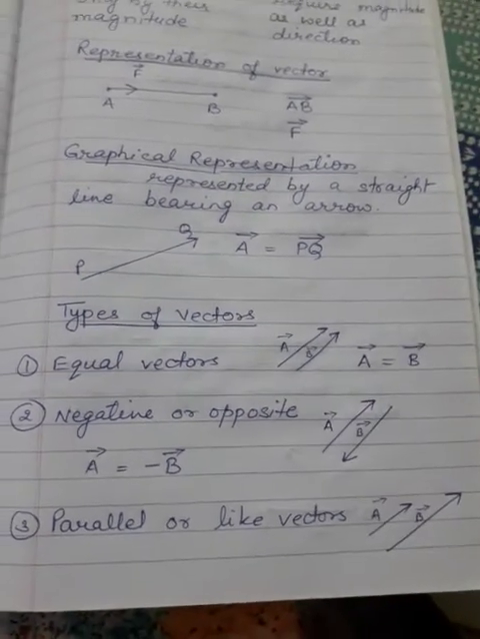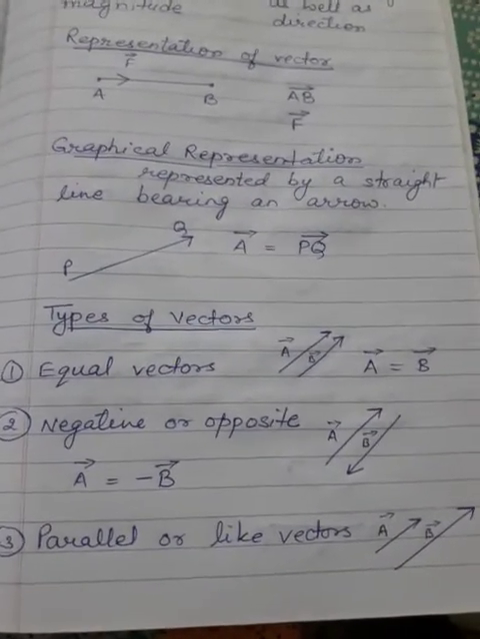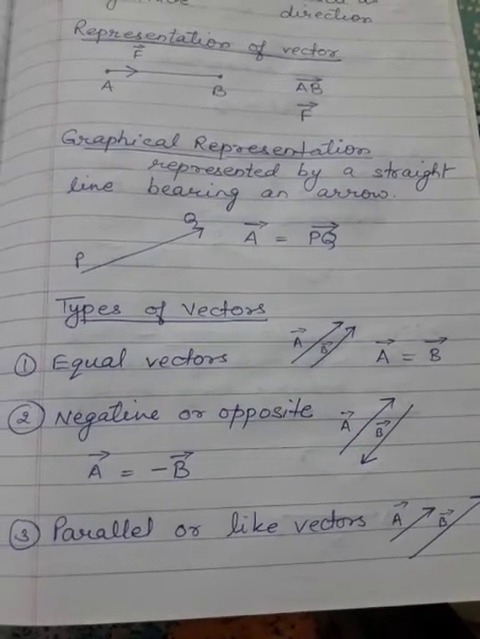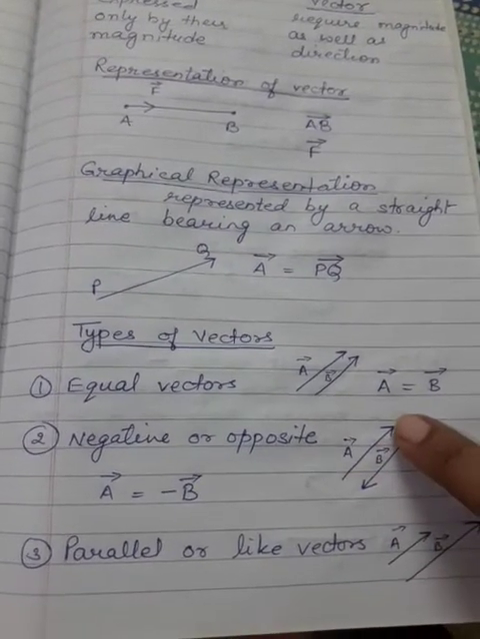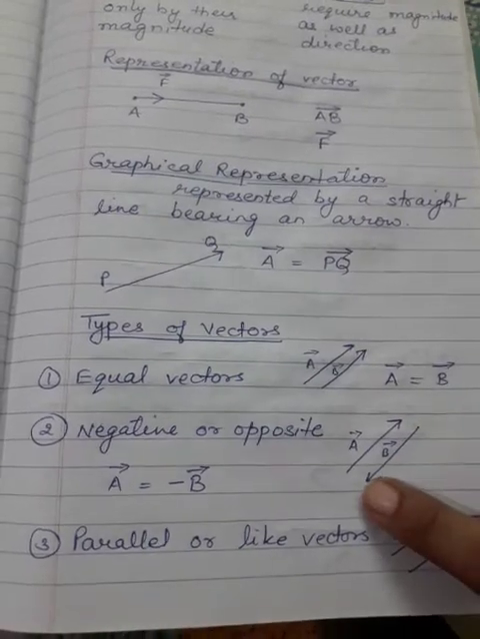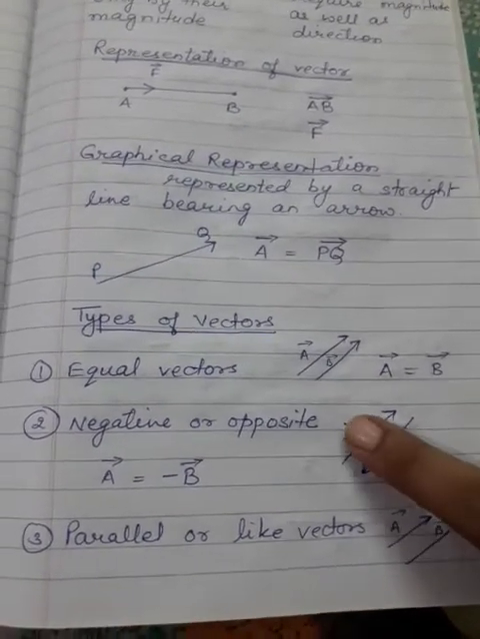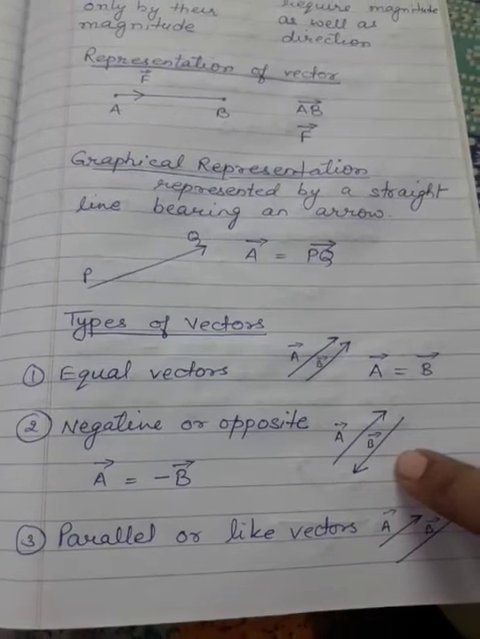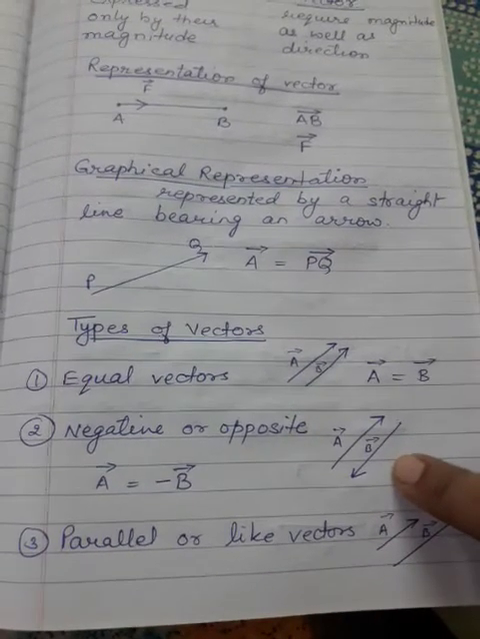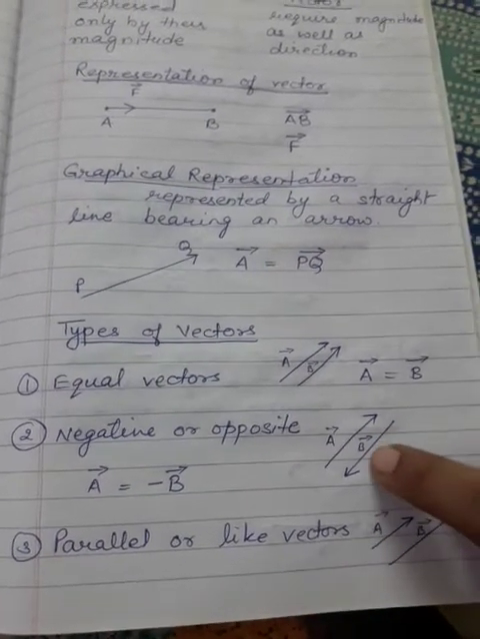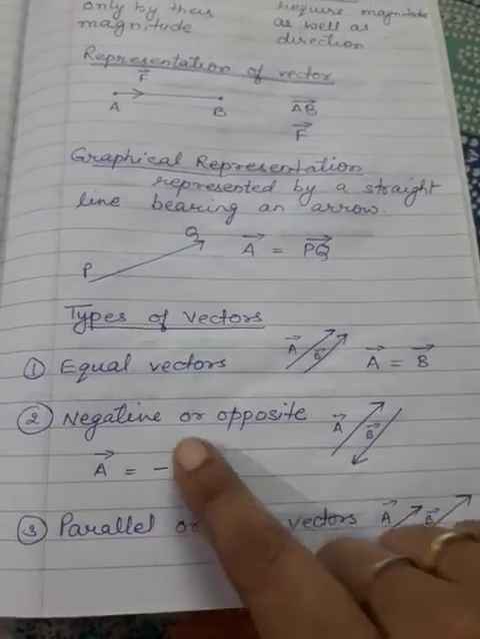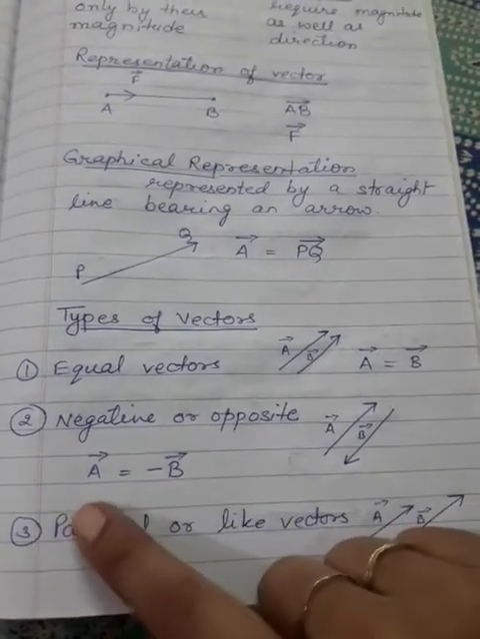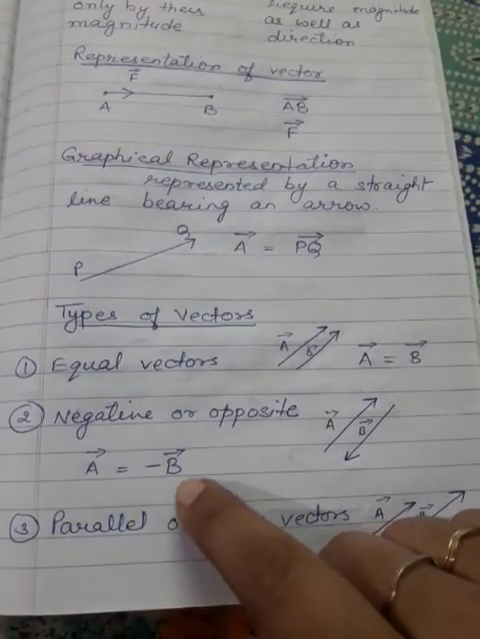Second vector is called the negative or opposite vector. This is a vector in which, if one vector is in one direction and the other vector is in the opposite direction, their magnitudes will be the same. That means if they have equal distances but are moving in opposite directions, then that is called a negative or opposite vector. Vector A is equal to minus vector B.